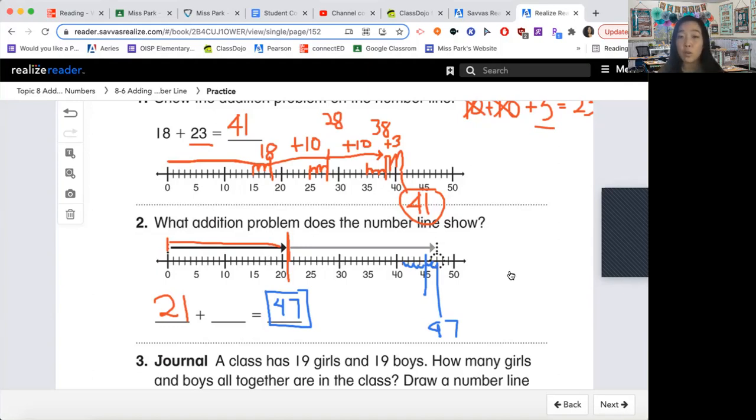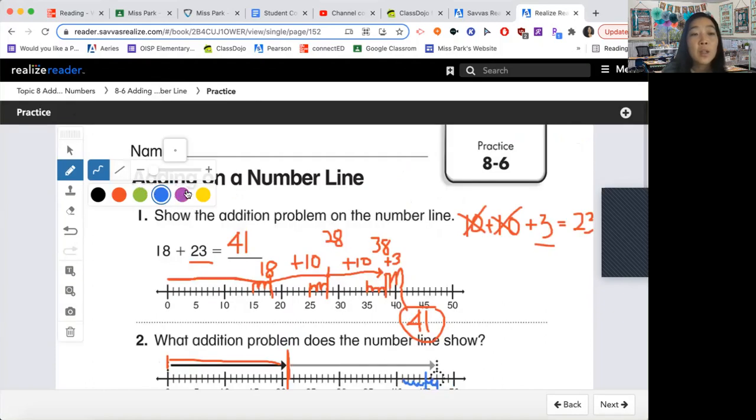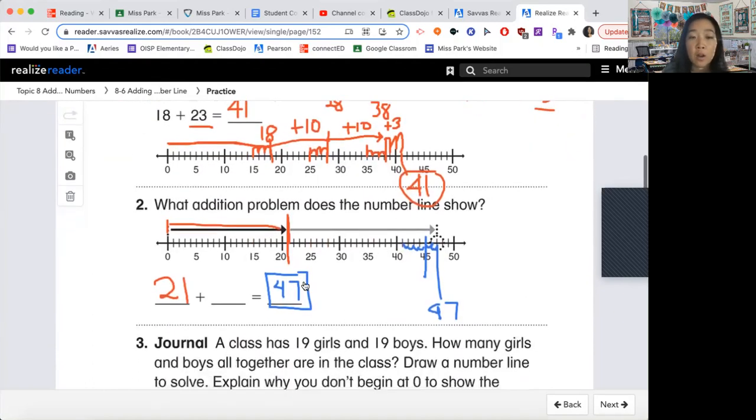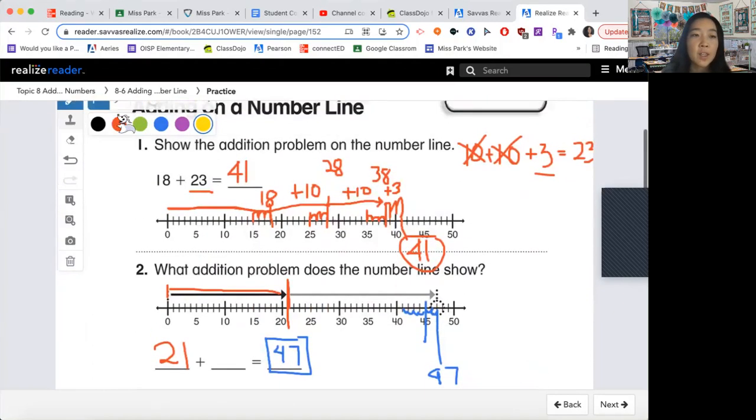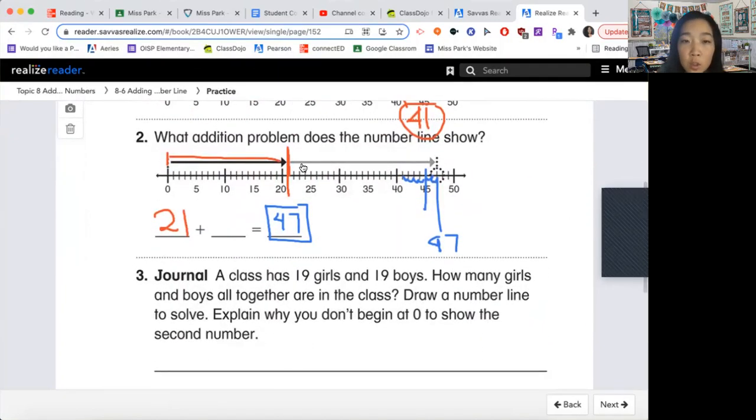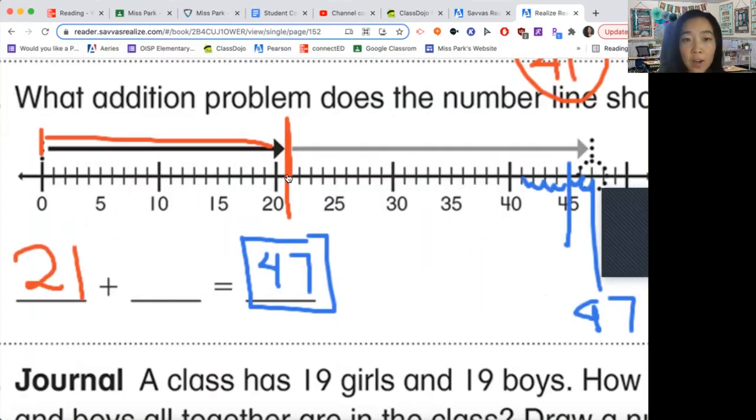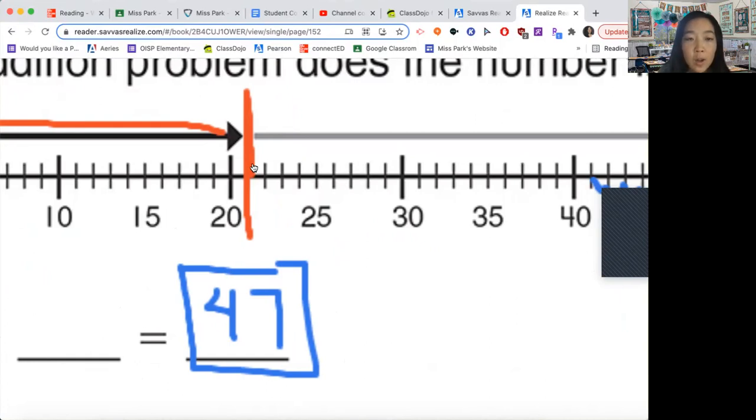So that's what I mean by it's a little bit faster. If that way is confusing for you guys, then we're just going to count on. I'm going to use a different color. I'll use green, since yellow is not going to be very easy to see. I'm going to start at 21 and count on. Ready, guys? So we're at 21. Let's count on till we get to 47.